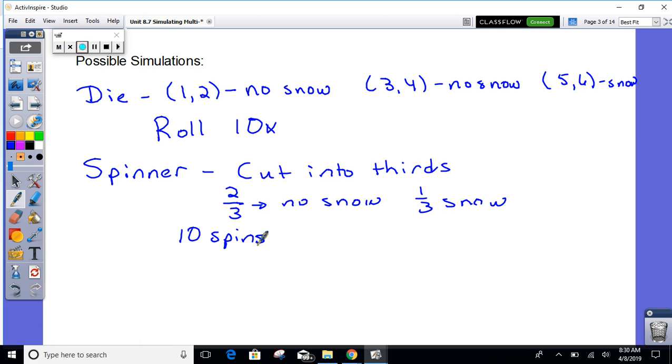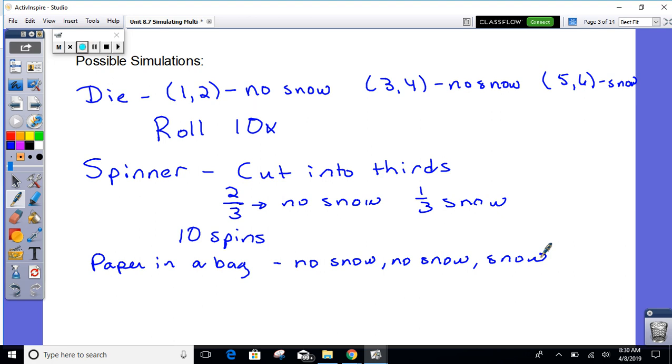Okay, anything else we could use as a simulation? Paper. Okay, what could we do with paper? Put it in a bag. What will we write on the papers, and how many would there be? No snow, no snow, and snow. So we could just have 3 papers: no snow, no snow, and snow. And how many times will we have to draw from the bag? 10 draws.